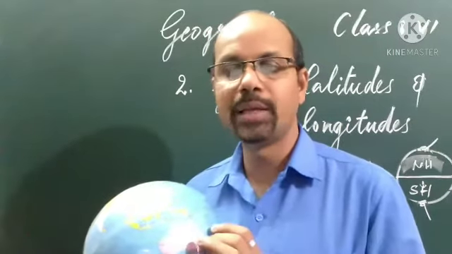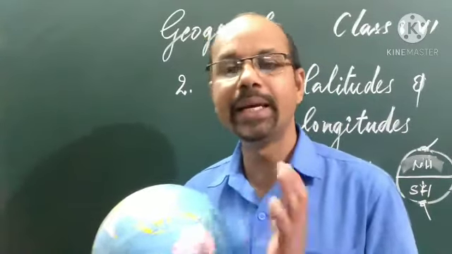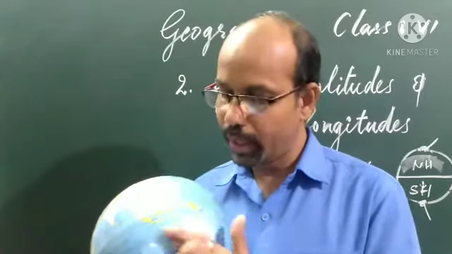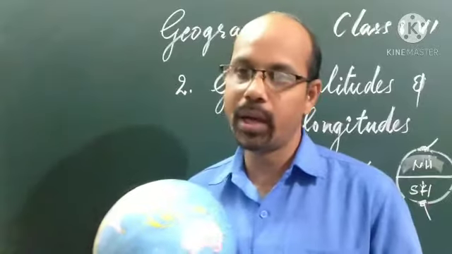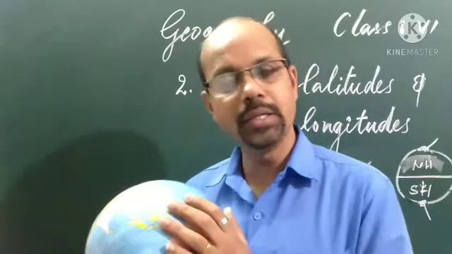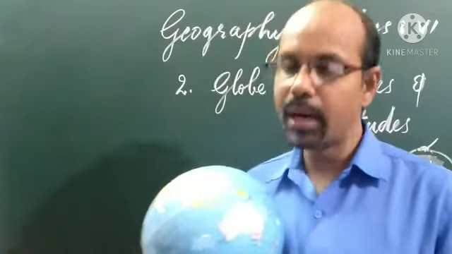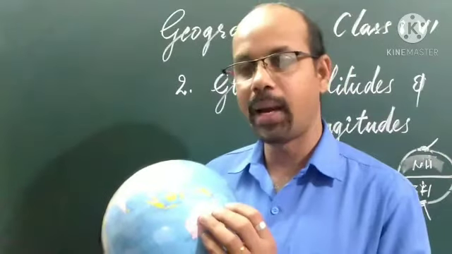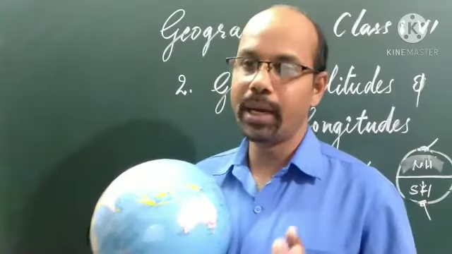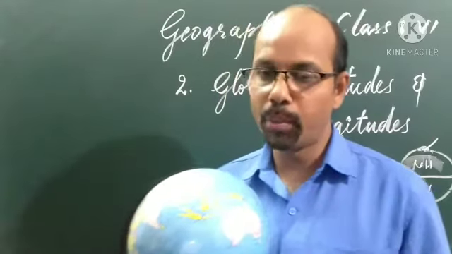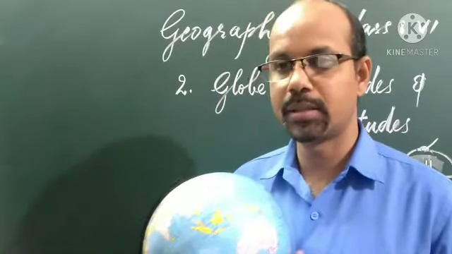Okay, so these latitudes are also measured in degrees. We say 1 degree, 2 degrees, 5 degrees. This is the equator, we often say 0 degree latitude. The equator is 0 degree latitude. Other latitudes are also called parallels of latitude. All these latitudes are measured in degrees. Now we will study more about the equator in the next class. Thank you.